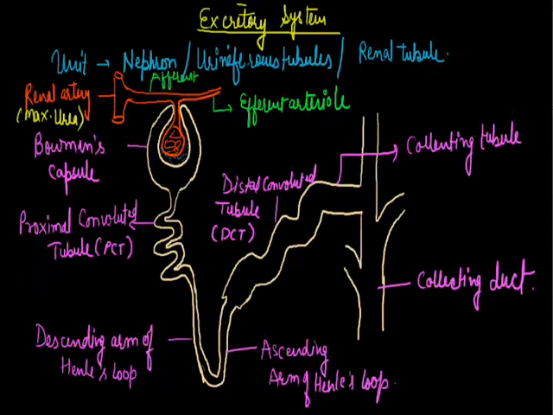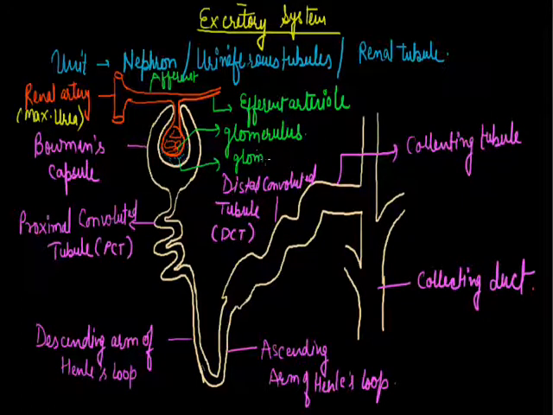It will enter the Bowman capsule and form a fine capillary network here. This structure is called the glomerulus, which acts as the site for the filtration of blood. Whatever amount of blood is filtered here is known as glomerular filtrate. It is collected in the Bowman capsule and known as glomerular filtrate.